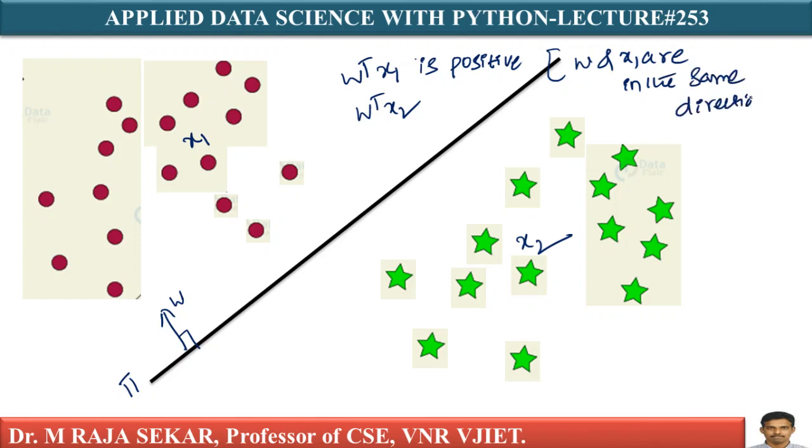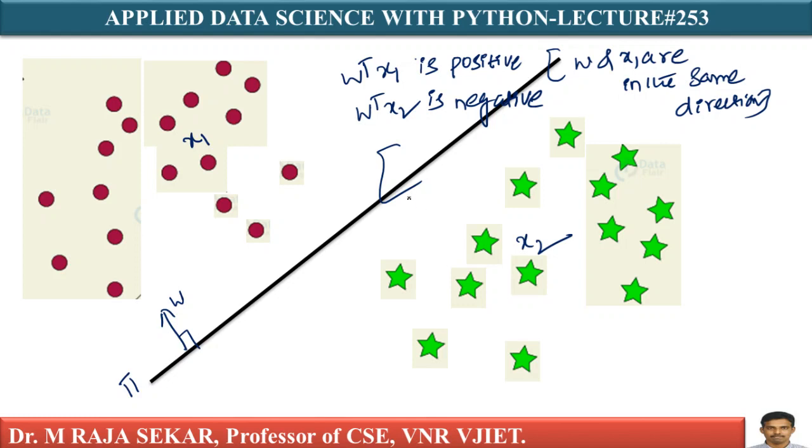This I already discussed in linear algebra classes. I request you to refer to that. W transpose, what about W transpose X2? Here W and X2 are on different sides. This W transpose X2 is negative. What's the reason? W transpose X2 is negative.